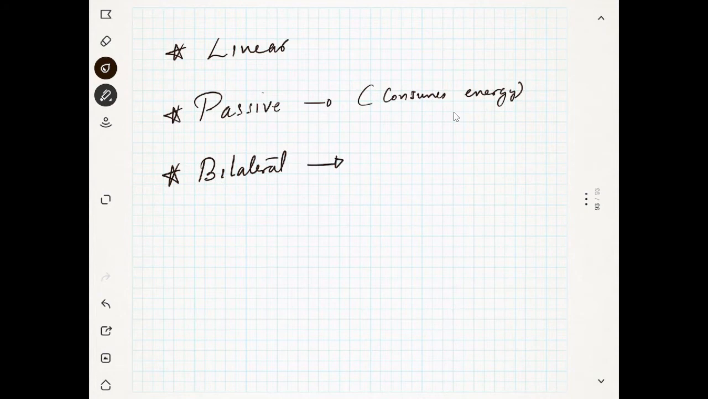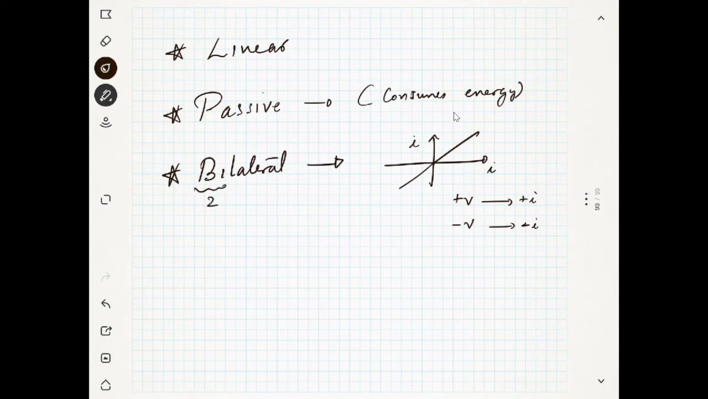It is bilateral, meaning it has the property on both sides. This is I, this is V. If you give positive V, you get positive I. If you give negative V, you get negative I. Bi means two, so it has two properties, that means it has the property in the first quadrant and in the third quadrant. Is it clear? Yes, doctor.